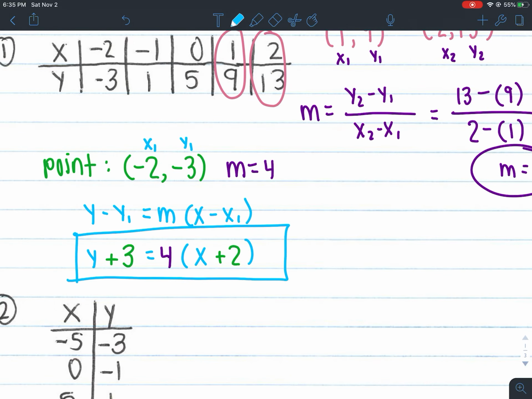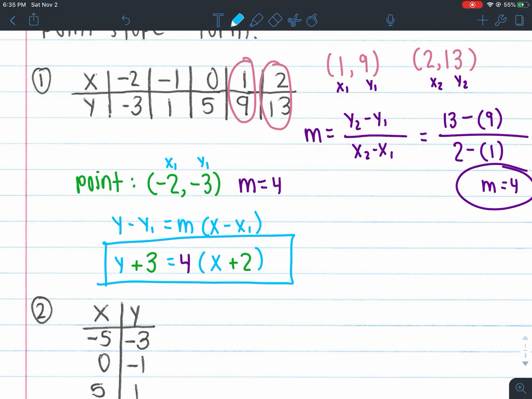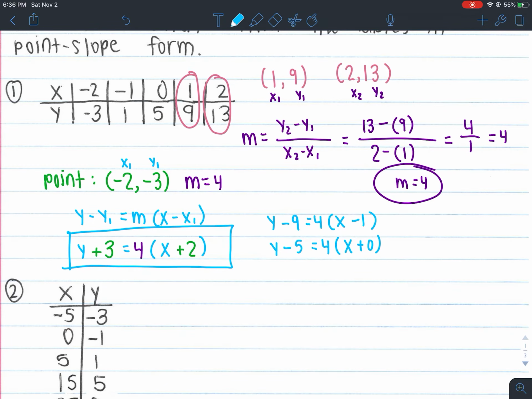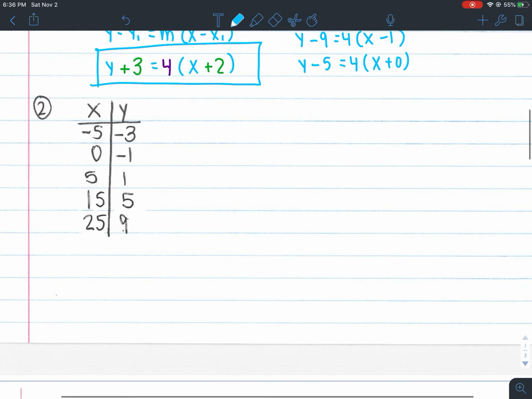Now, this is just one of many equations I could have. So I could pick any of those points and use those as well. So if you pick the point 1, 9, then your equation might be y minus 9 equals 4 times x minus 1. Or if you pick the point 0, 5, it would be y minus 5 equals 4, parentheses, x plus 0 or minus 0, doesn't really matter there. Okay, so there are lots of equations that you could write. That's just one of the equations that I chose to write.